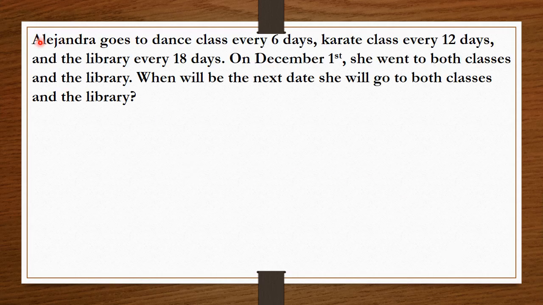Next, Alejandra goes to dance class every 6 days, karate class every 12 days, and the library every 18 days. On December 1st, she went to both classes and the library. When will be the next date she will go to both classes and the library? Right. So, let us find the keyword. Our keyword, next date.